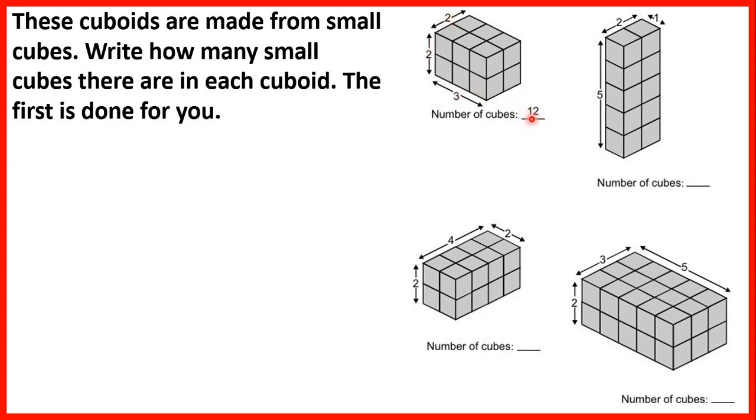So here we have 12 cubes because 2 times 2 is 4 times 3 is 12. Now here we have 1 times 2, so that's 2 times 5 is 10. Here we have 2 times 4, so that's 8 times 2 is 16. And finally 2 times 3 is 6, and 6 times 5 is 30.